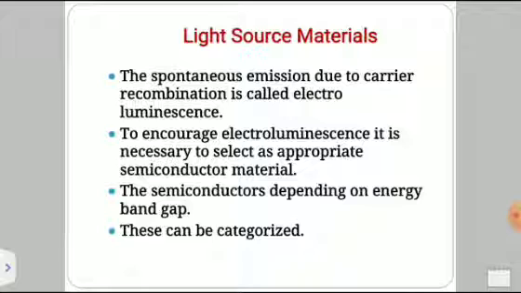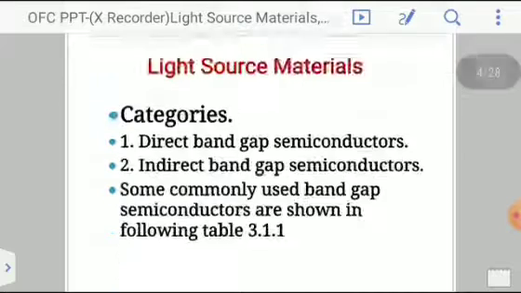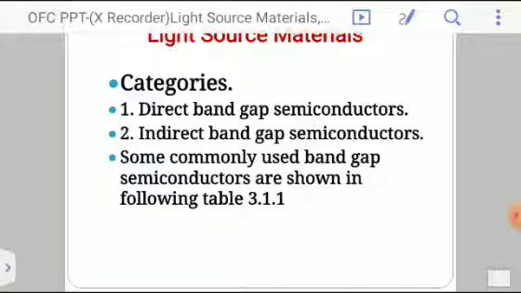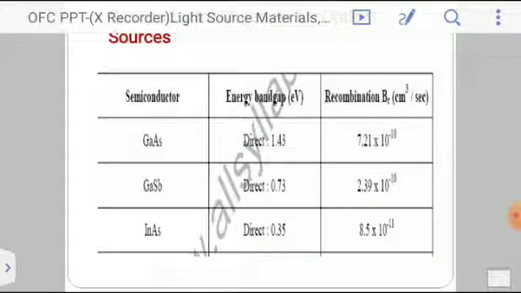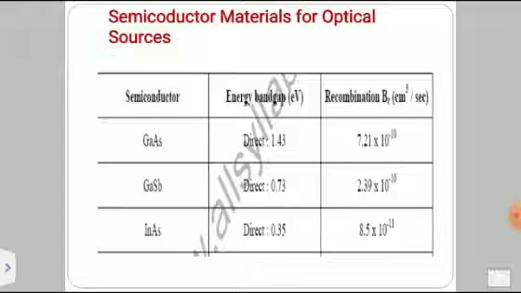And these can be categorized in different ways also. You can see the categories. The categories are the direct band gap semiconductors and, second, the indirect band gap semiconductors, and some commonly used semiconductors are shown in the following table. You can see the table. The first column shows the semiconductor material, and here the combination of materials used, the second one is the energy band gap for that, and the third one is the recombination rate.